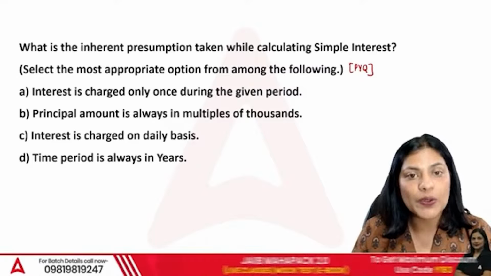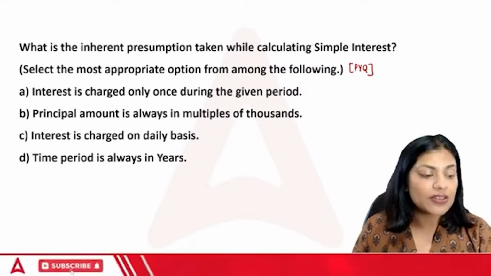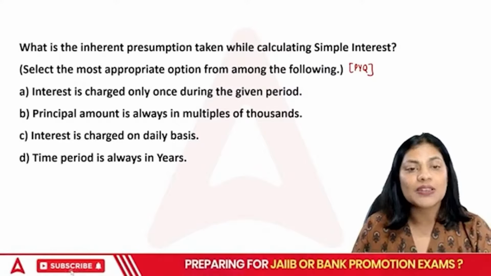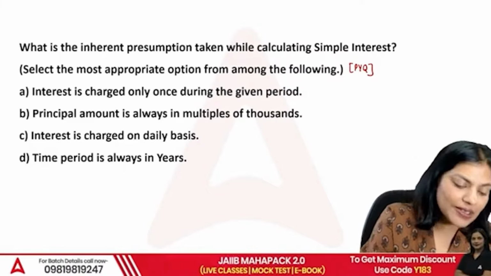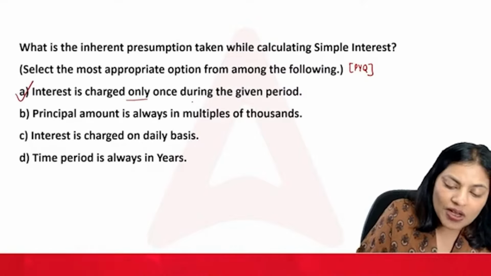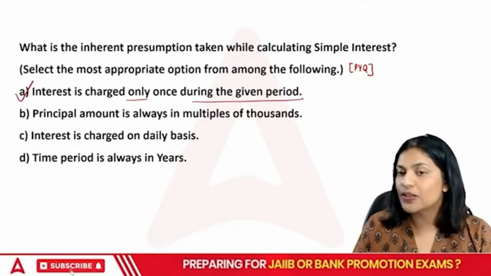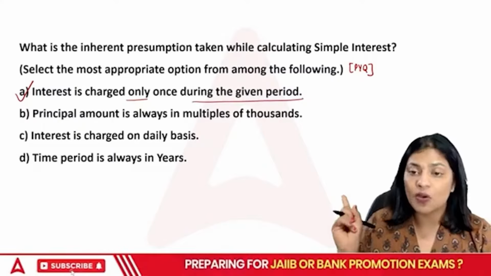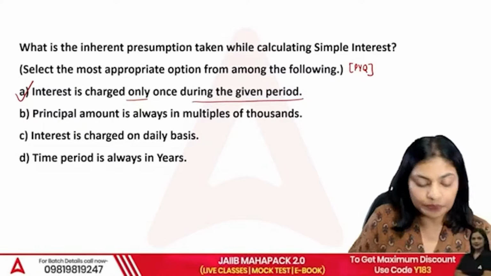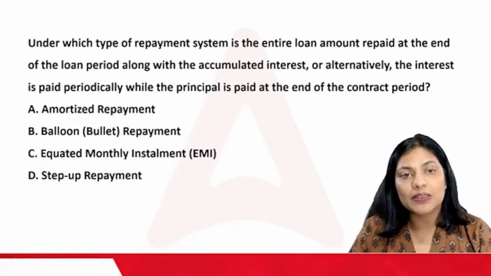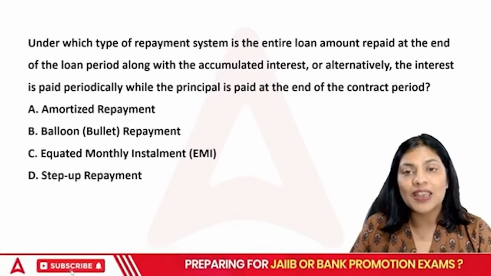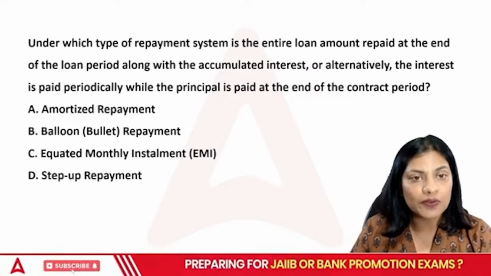Principal amount is always in the multiple of 1000. Interest is charged on daily basis. Time period is always in years. So whenever we talk about simple interest, it is assumed that interest is charged only once during the given period. The interest is not reinvested. The assumption of reinvestment is in compound interest.